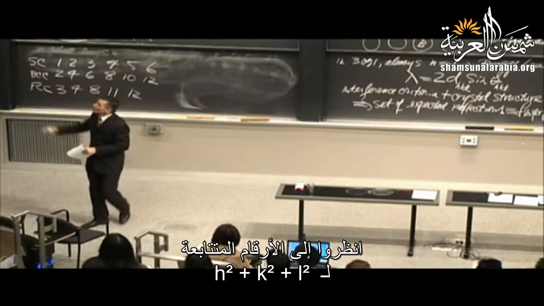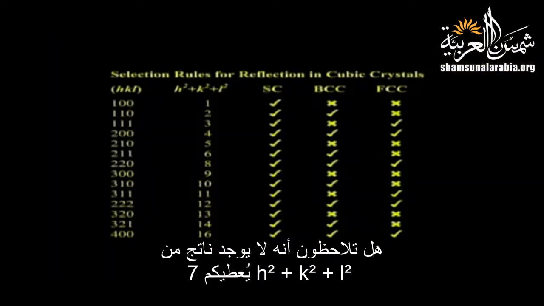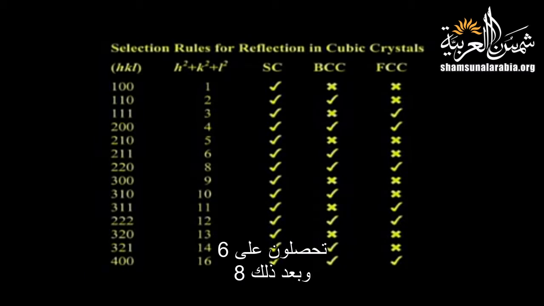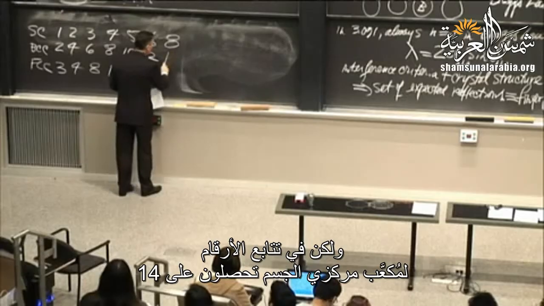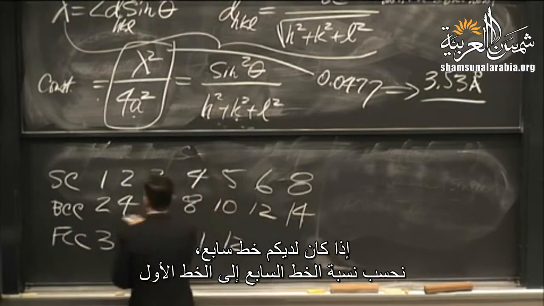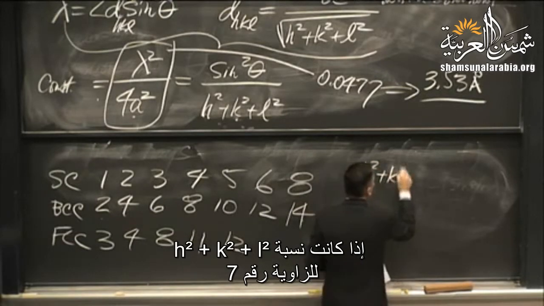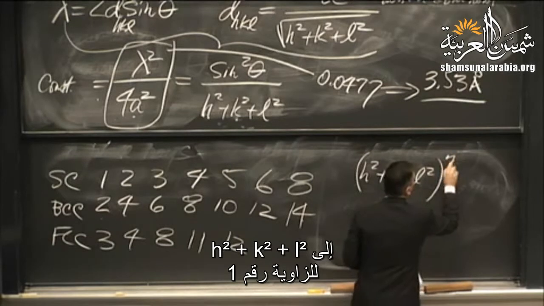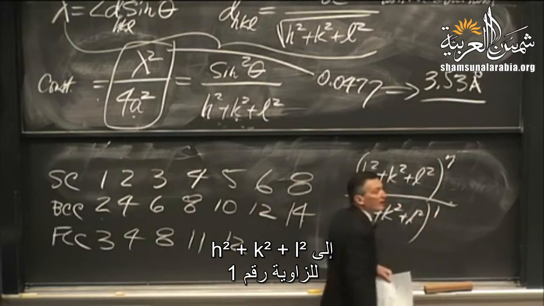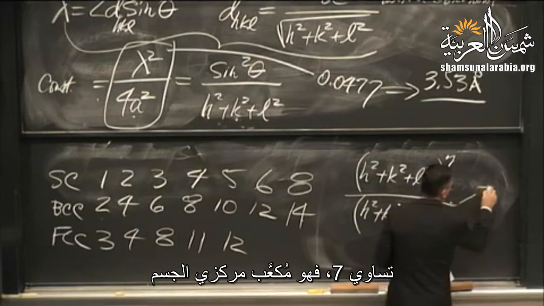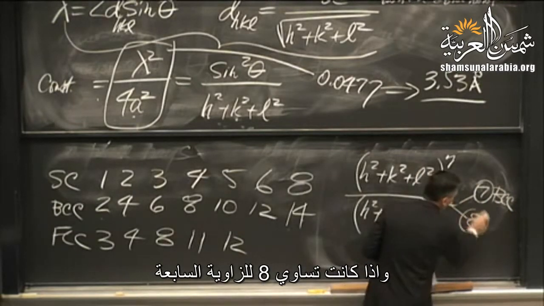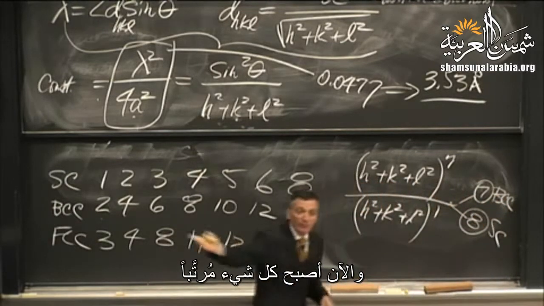There's a hook here, though. Look at the sequence of h squared plus k squared plus l squared. Do you notice that there's no combination of h squared plus k squared plus l squared that gives you 7? You get to 6, and then the next one is 8. But there is a sequence that gives you 14. So if you have a 7th line, the ratio of h squared plus k squared plus l squared for angle number 7 to that for angle number 1, if it's equal to 7, in point of fact, it's not 7 to 1, it's 14 to 2, so it must be BCC. And if it's equal to 8 for the 7th angle, then it must be simple cubic. And now you've sorted it all out.